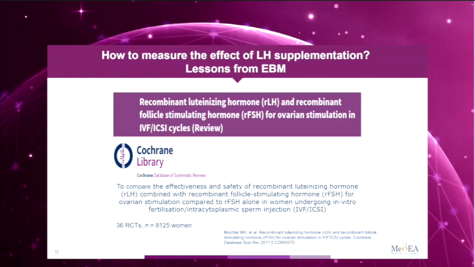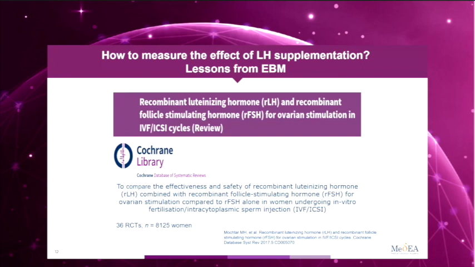So let me tell you something. This is a very nice meta-analysis that has been published a few years ago about the use of LH in the general population. All the trials available at the moment comparing FSH alone with a combination of FSH and, in this case, recombinant LH. Have a look. 36 randomized controlled trials with information deriving from more than 8,000 cycles. So it's a huge population for having information.